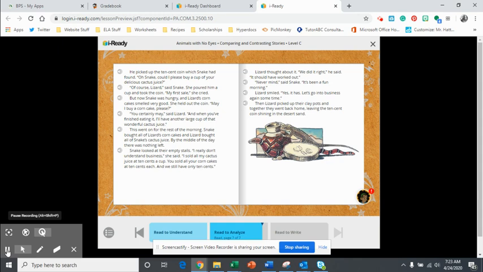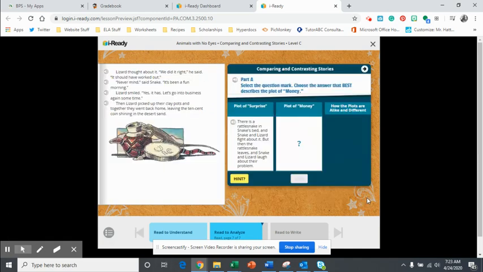Okay, so now we are reading on, and again focusing on the setting, we're focusing on the plot, and we're focusing on the theme of not only the first story but the second story as well. So go ahead and do all that and click on our friend. Question mark. Choose the answer that best describes the plot of Money.